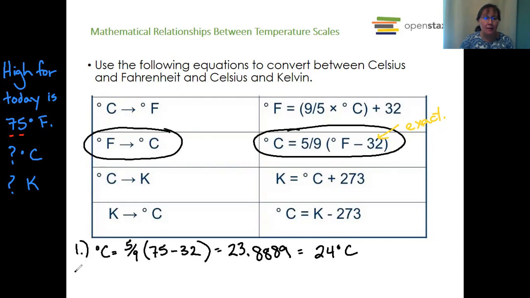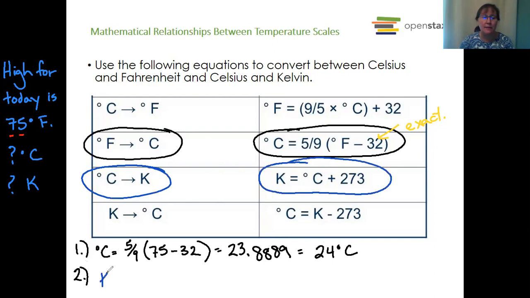Okay, now our step 2. In our step 2, we're going to go from Celsius to kelvins. So we're going to use this one right here. And we say, okay, our Kelvin temperature then is our degrees Celsius, 24, plus 273. So that becomes 297 kelvins. Now this is really important. The Kelvin temperature that you use is dependent upon how many significant figures you had.